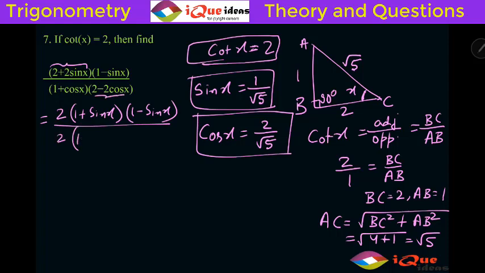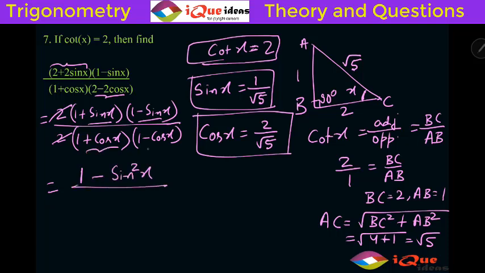So 2 is common: 1 plus cos x into 1 minus cos x. Wow. So 2 gets cancelled, and in the numerator we have 1 plus sin x into 1 minus sin x. So a plus b into a minus b will become a square minus b square. So 1 square is 1, minus sin square x, will be written like this. In the denominator also 1 plus cos x into 1 minus cos x. So 1 square is 1, minus cos square x.